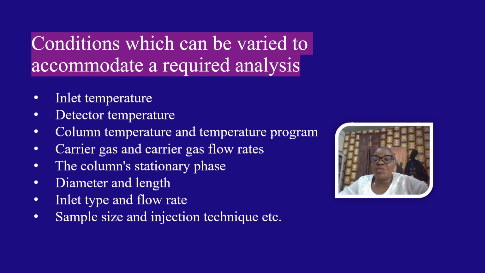Conditions which can be varied to accommodate a required analysis. For GC analysis, you can vary the inlet temperature, the detector temperature, the column temperature and temperature program. We can vary the carrier gas and carrier gas flow rate, the column stationary phase, and the diameter and length of the column. We can also vary the inlet type and flow rate, the sample size and injection technique. All these things can be varied to give us a better chromatogram.